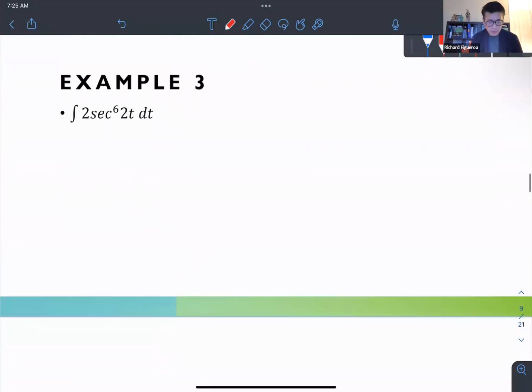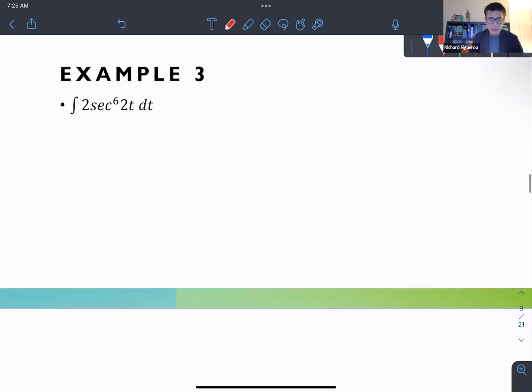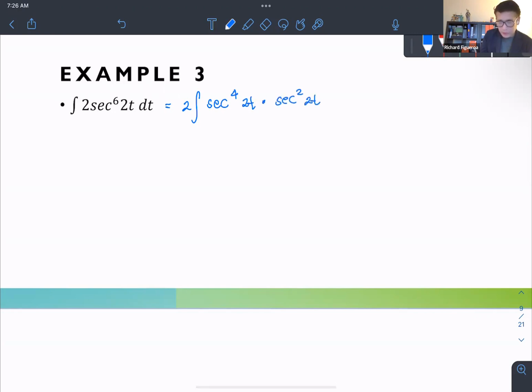Example: we have the integral of 2 secant to the 6th 2t dt. So we move out the 2, and for the secant to the 6th 2t, we subtract 2, so 6 minus 2 is 4. So secant to the 4th 2t, then multiply it with secant squared 2t dt. So 4 plus 2 would still be 6.